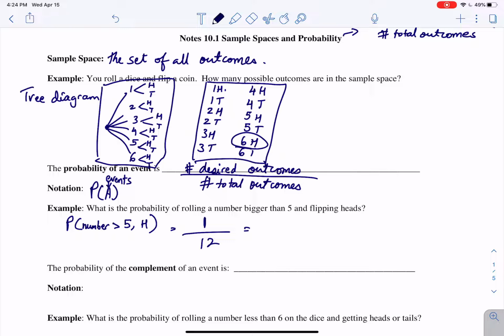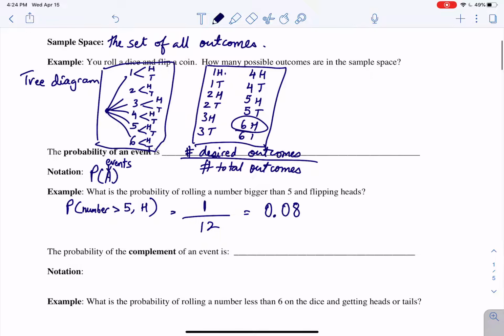Usually when we do probabilities, we can either write them as fractions like this or as decimals. Generally for the online stuff, the decimal is probably going to be more used, especially when you're typing it in. So 0.08 would be the probability of that, which means about an 8% chance.